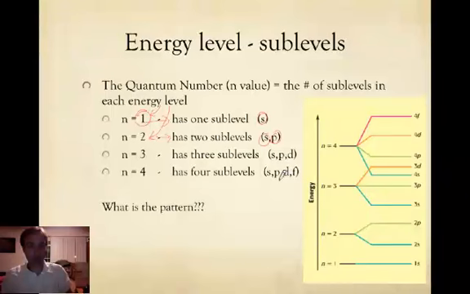F. Did you notice a pattern? First of all, the number of the energy level tells you how many sublevels you have. Second of all, the order of sublevels are always S, P, D, F. In other words, in energy level 2, we always begin with the S.